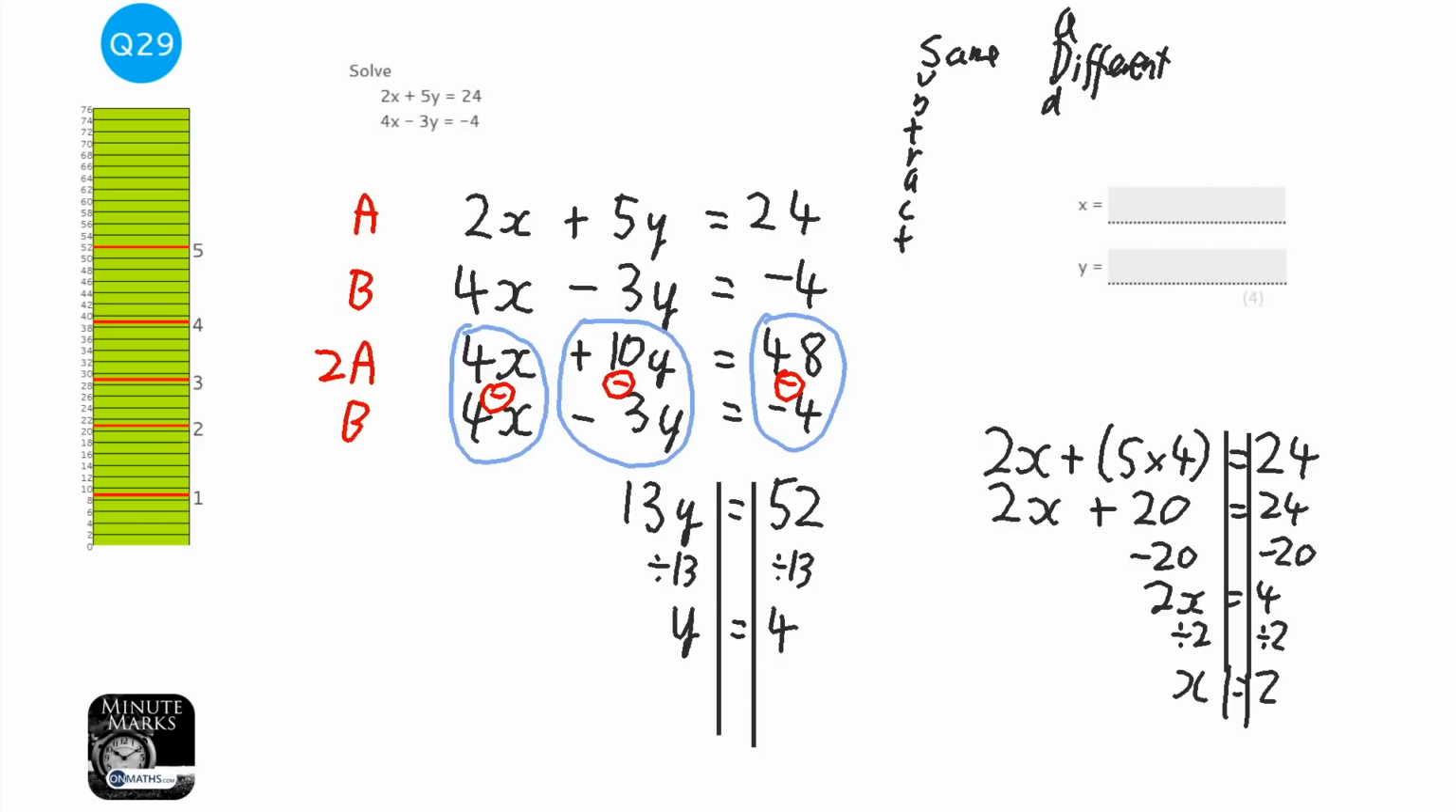So 4 times 2 is 8. 3 times 4 is 12, and 8 take away 12 is minus 4, so we know it's correct. So x is 2 and y is 4.